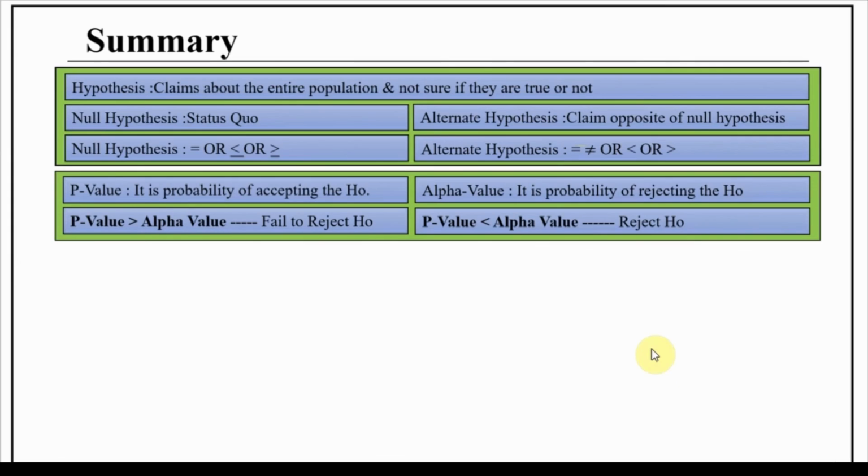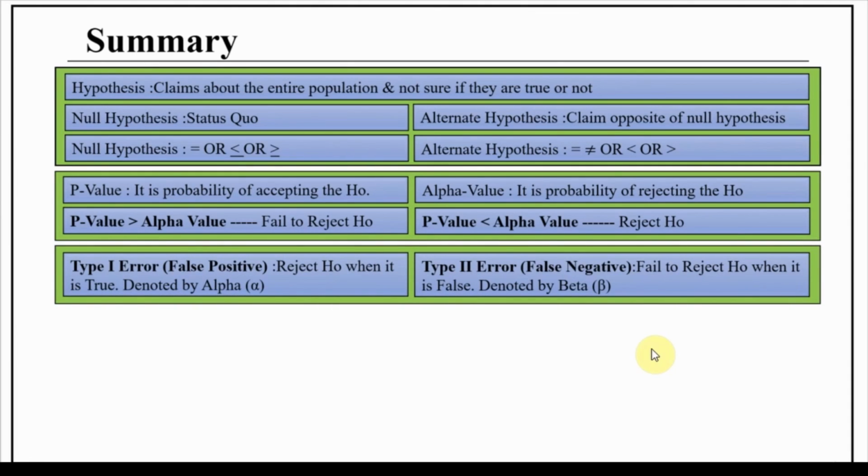For decision making we learn about p-value and alpha value. So p-value is the probability of accepting the null hypothesis or aptly fail to reject the null hypothesis, and alpha value is the probability of rejecting the null hypothesis. Now decision rule: if p-value is greater than alpha value, then we fail to reject null hypothesis. If p-value is less than alpha value, then we reject the null hypothesis.